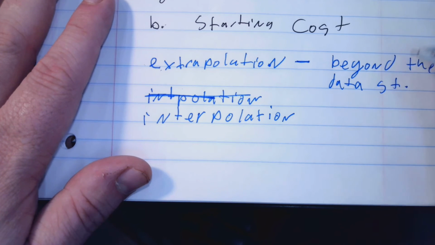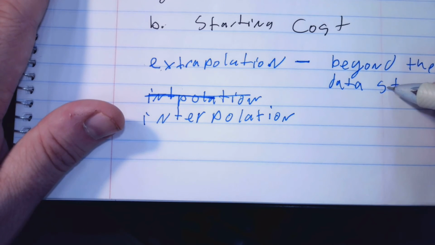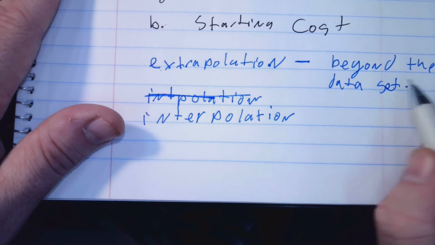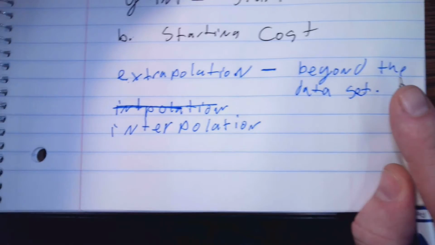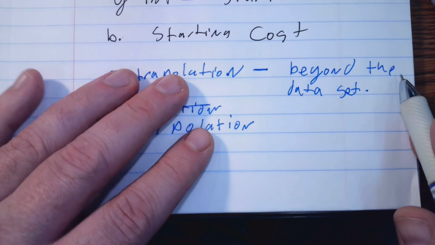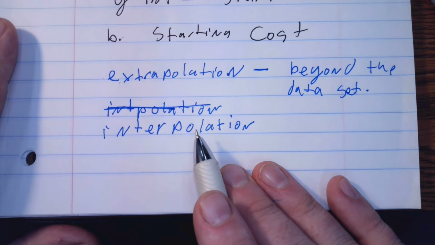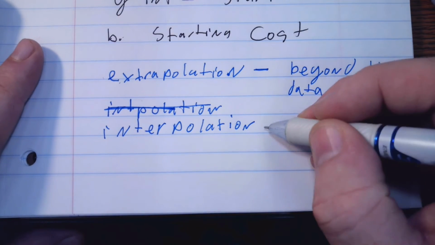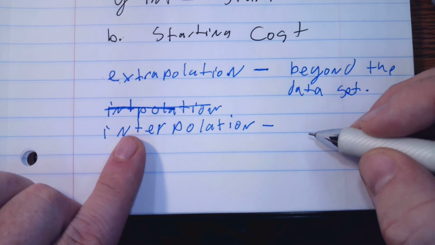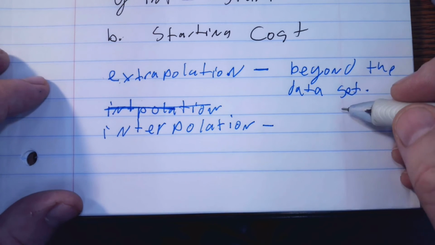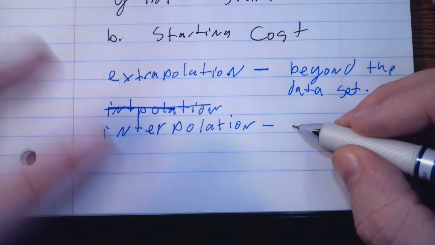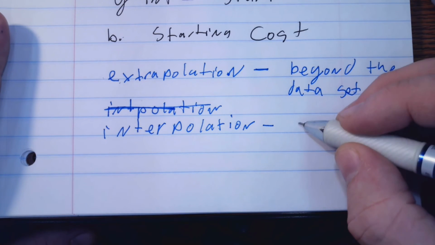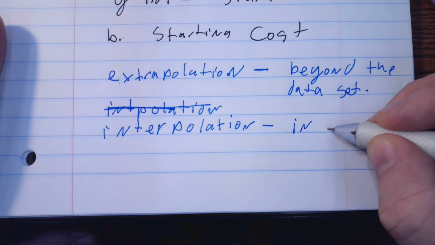Okay, basically what that means, to be beyond the data set, that means you're kind of predicting the future or you're predicting what might have happened in the past. So it's what's not included on the graph. In this one, inter is going to be inside the graph. So that's inside the data.